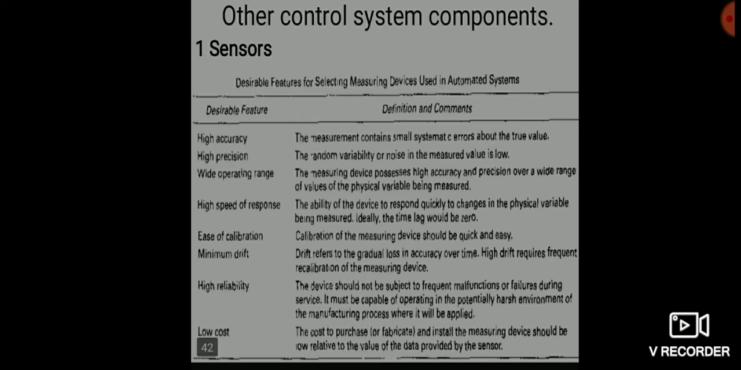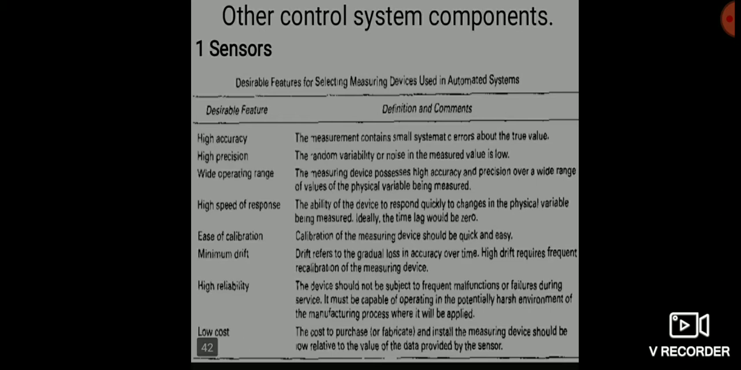Few measuring devices achieve perfect scores in all these criteria, and the control systems engineers must decide which features are the most important in selecting among the variety of available sensors and transducers for a given application. Consistent with our classification of process variables, measuring devices can be classified into two basic categories: analog and discrete.